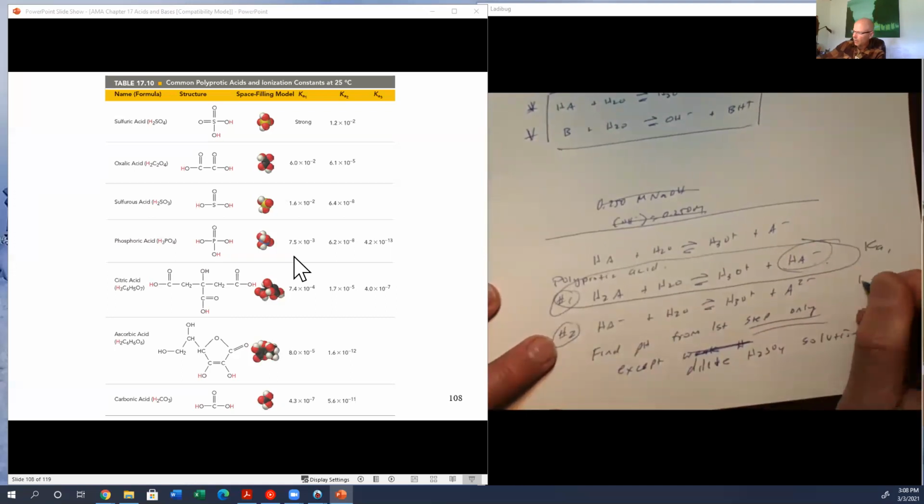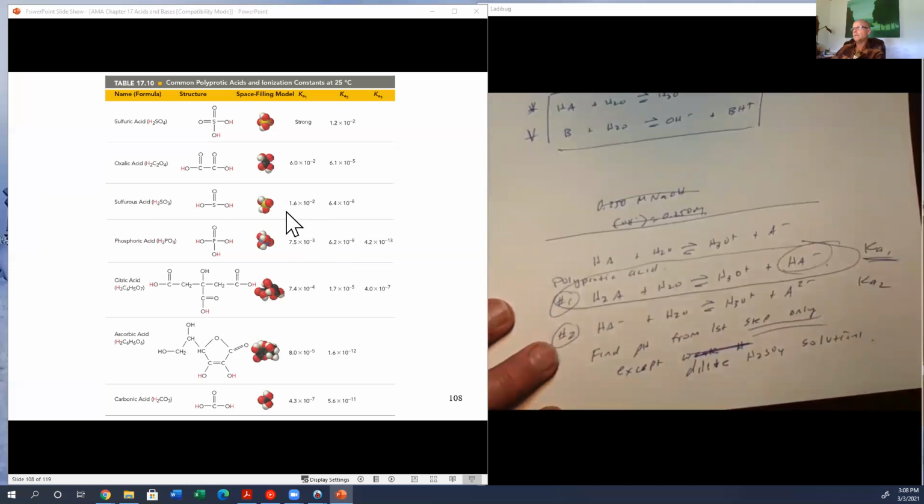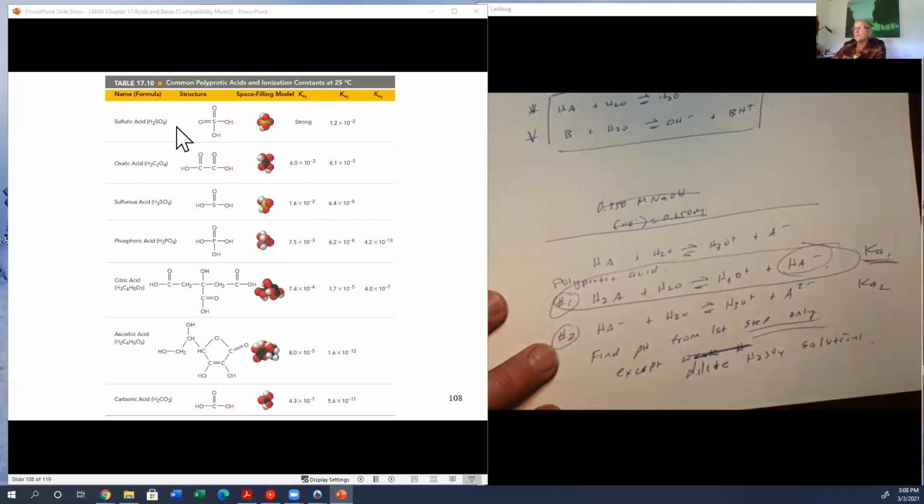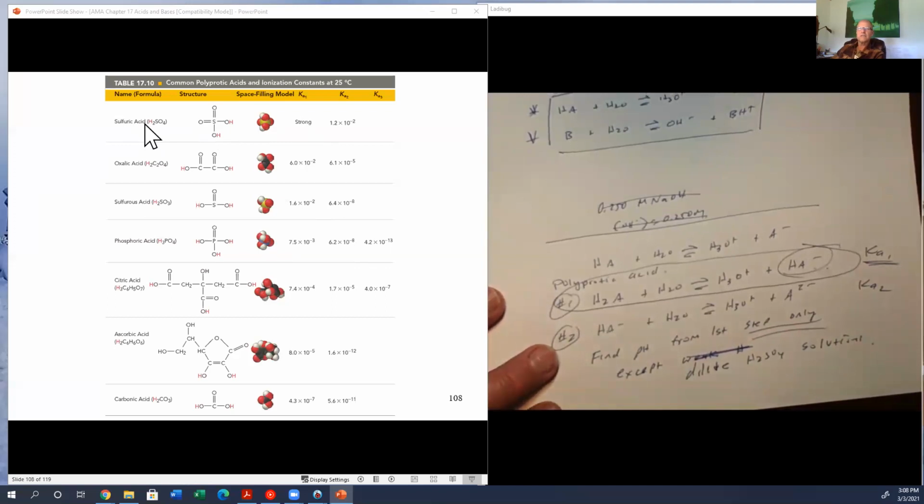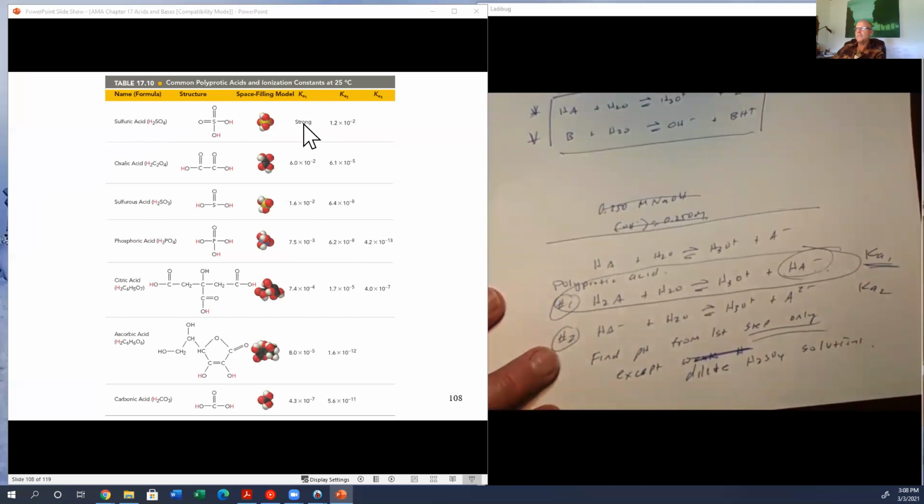Usually you'll have Ka1 and Ka2. Okay. All you have to worry about is Ka1. So here are some examples of some polyprotic acids. Sulfuric acid is kind of interesting. It's the only one like this. It's strong in its first step, but weak in its second step. All right, so remember, sulfuric acid was one of the 6 strong acids. If you're trying to figure out the pH of a sulfuric acid solution, just treat it like a strong acid, but only worry about the first step, right?